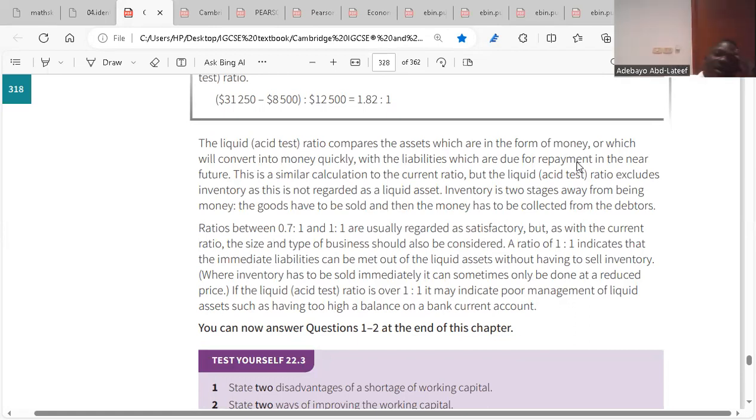If you have your current assets, when you minus inventory from the current assets and it is not lesser than the current liabilities, it is still fine.